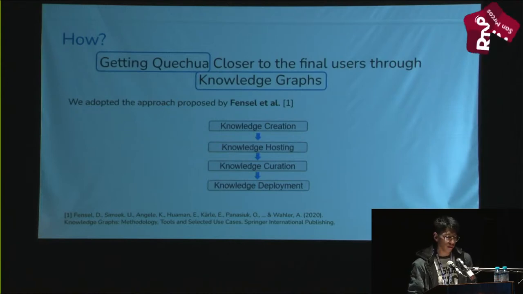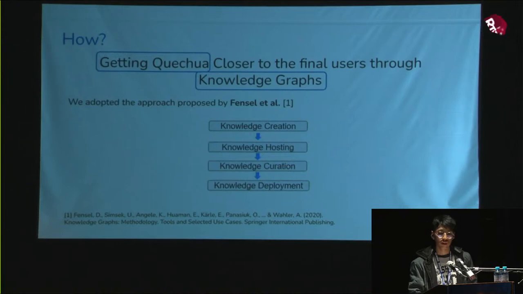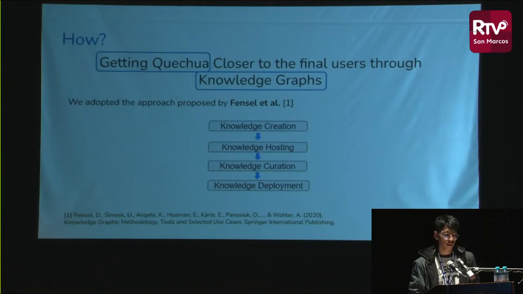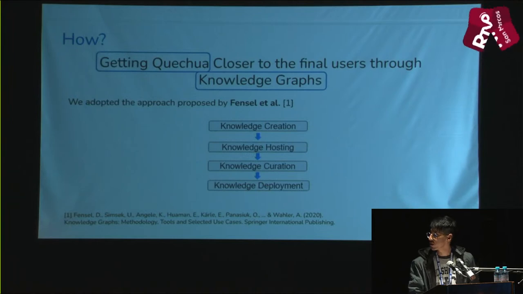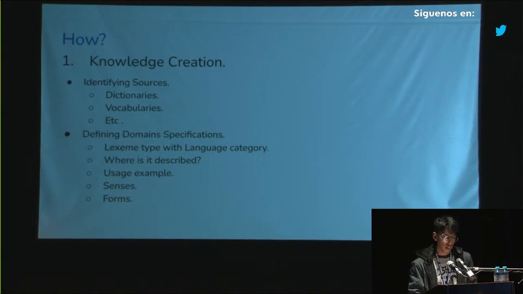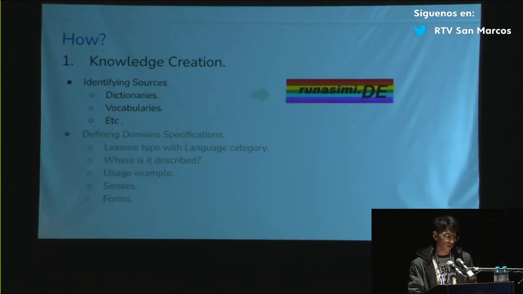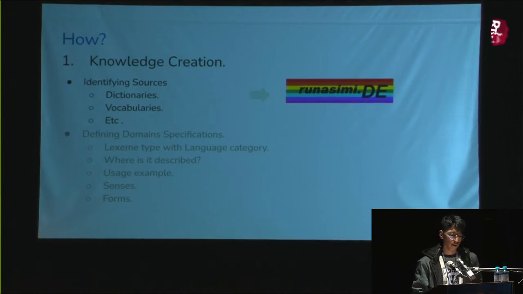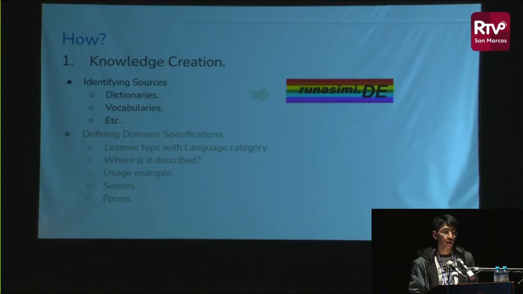Now, how are we creating the Quechua knowledge graph? We adopted the approach proposed by Fensel et al. This approach starts with knowledge creation, then knowledge hosting, knowledge curation, and finally knowledge deployment. In the knowledge creation phase, we identified sources and defined domain specifications. In the Quechua knowledge graph, we first identify Quechua dictionaries, vocabularies, and so on. One of the sources we started to work with was the Runasimi dictionary, which contains more than 22,000 words described in different languages.